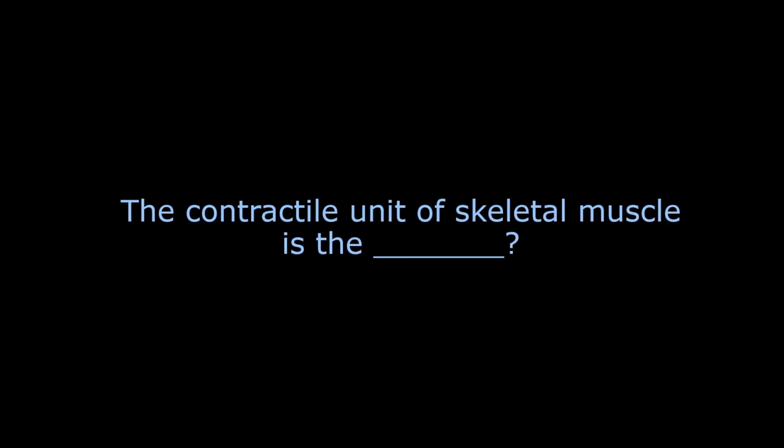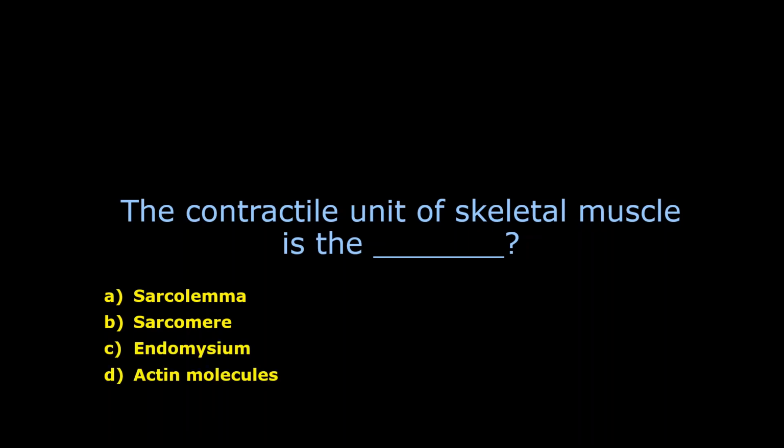The contractile unit of skeletal muscle is by definition called a sarcomere. Sarcomere, let's just find it. Sarcolemma, no, that's the cell membrane. Sarcomere is the answer. Endomysium is what wraps each fiber. And actin is something to do with contracting within the contractile unit. So sarcomere is our winner.